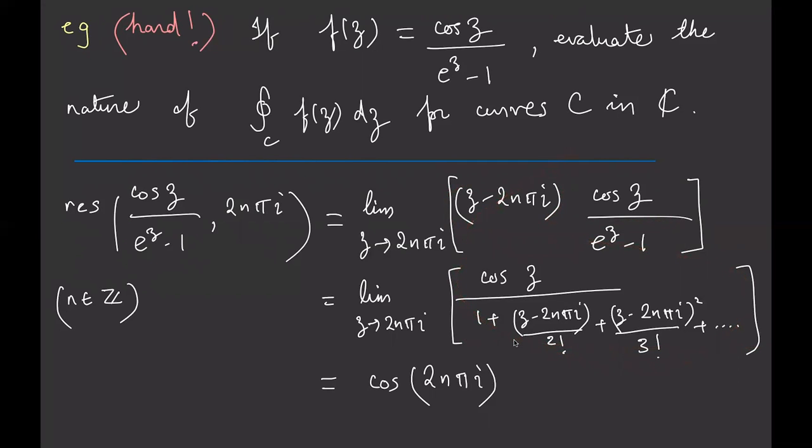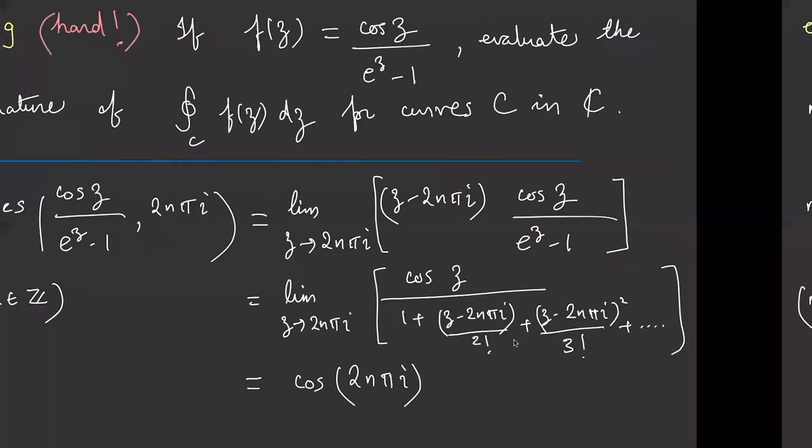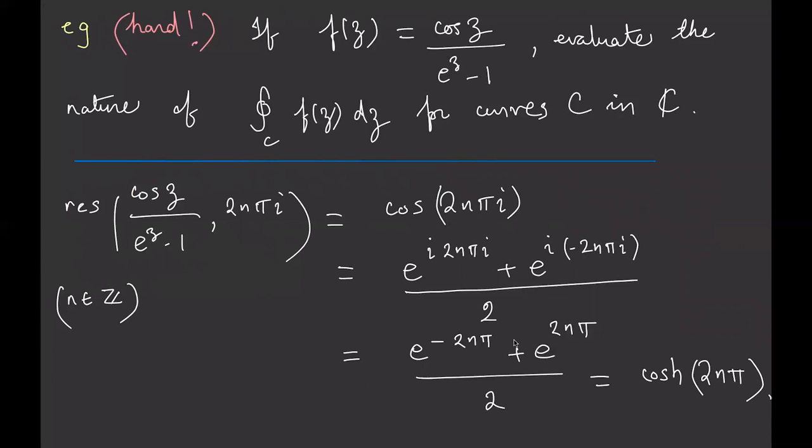So that cancels out with the 1 power that you get in the previous slide, and then I have something like this. Now what happens as z goes to 2n pi I? All of these things go to 0, so I just have a 1 down here, and at the top I have cosine of 2n pi I. Actually, I can work with this a little bit more and write it in a nicer way. It turns out that it is equal to cosh of 2n pi, so it's purely real. This is the hyperbolic cosine.